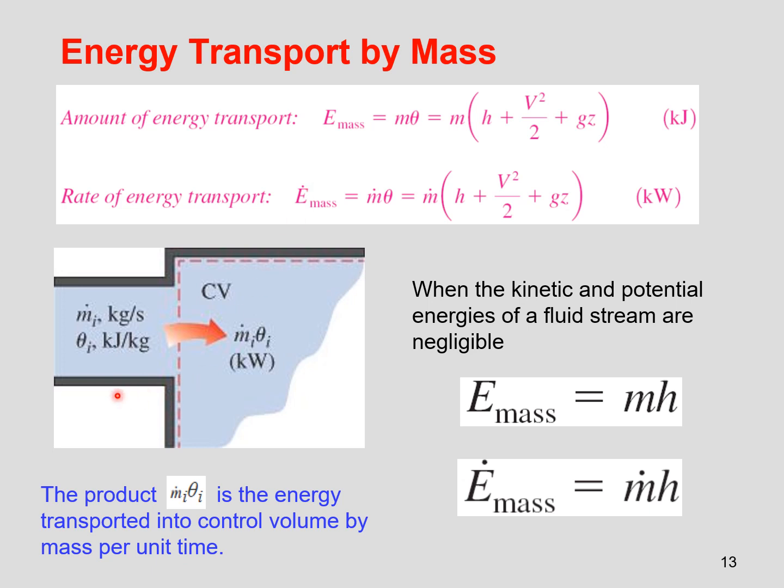Now, typically, in a lot of the systems we'll deal with, the kinetic energy and the potential energy terms are negligible. So this reduces down to two very simple equations. The energy is just m times h, and the energy flow rate is m dot times h.